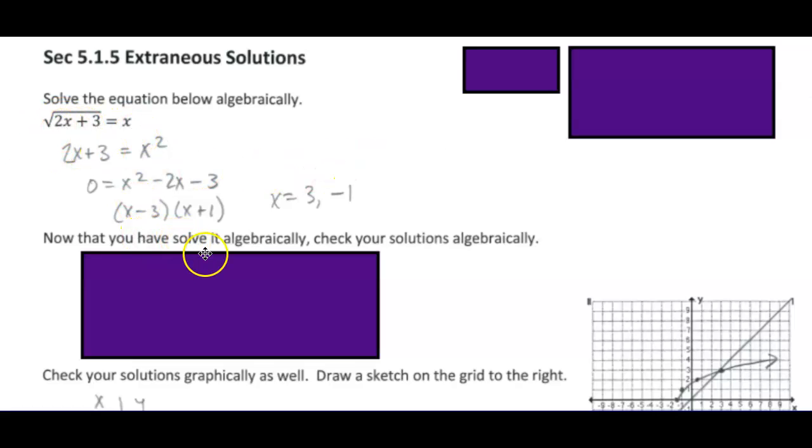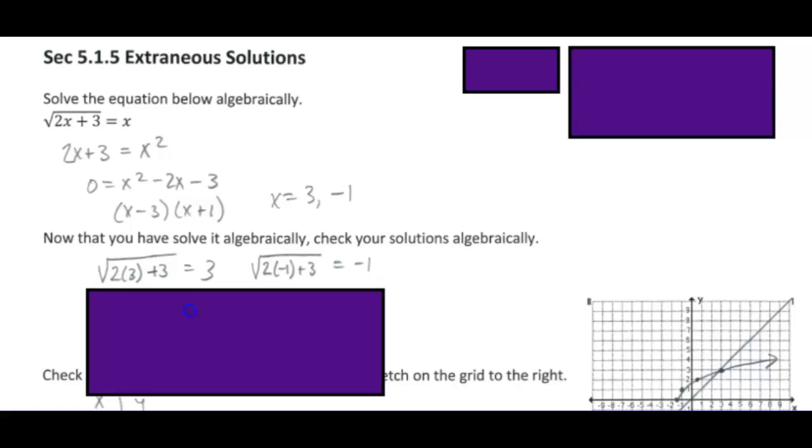Now, since it's been solved algebraically, let's check those answers. If I put a 3 back into the original problem and a negative 1 back into the original problem, they would look like this. So 2 times 3 plus 3 would give me 9. Square root is 3. 2 times negative 1 is negative 2 plus 3 is 1, and that gives me negative 1. So does it work out?